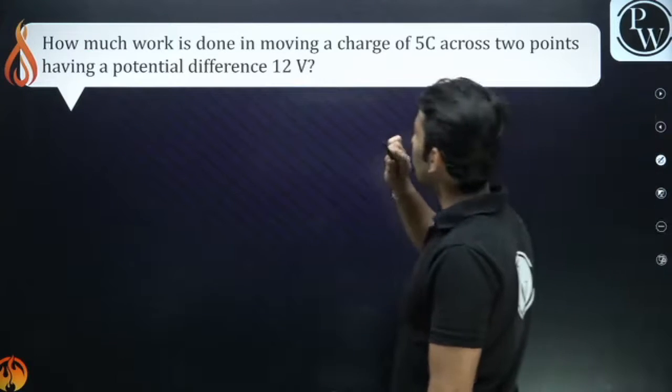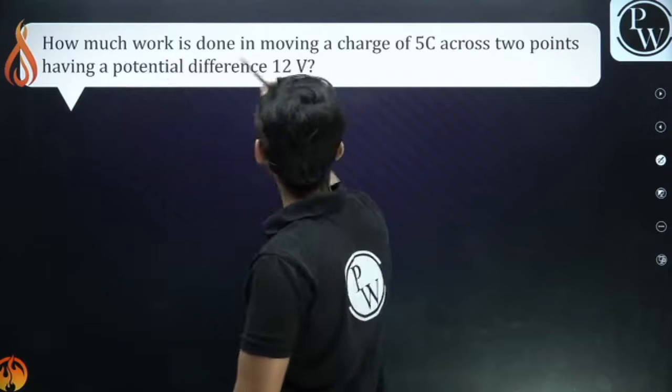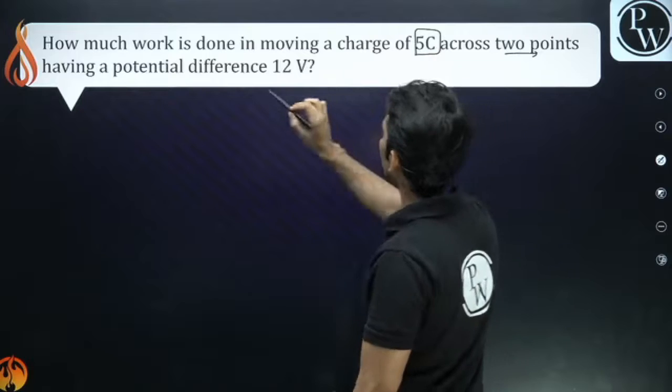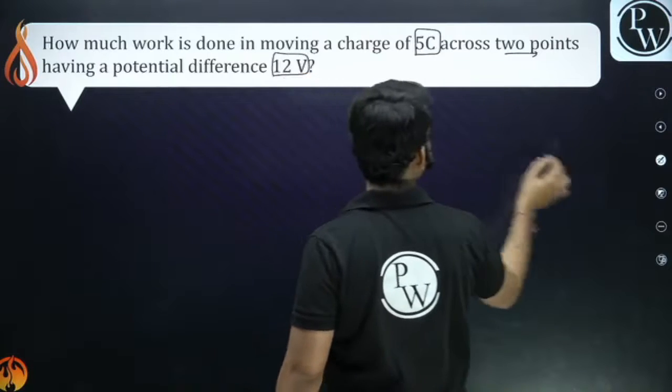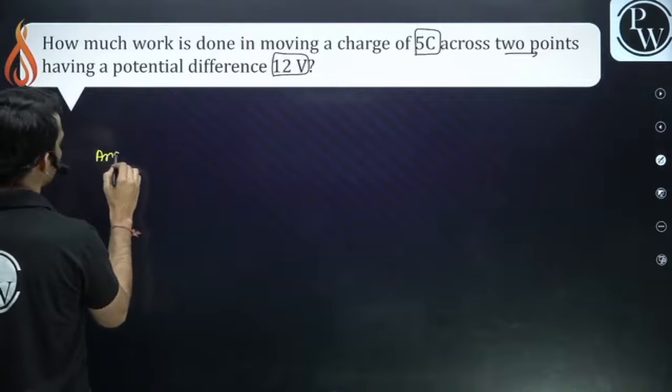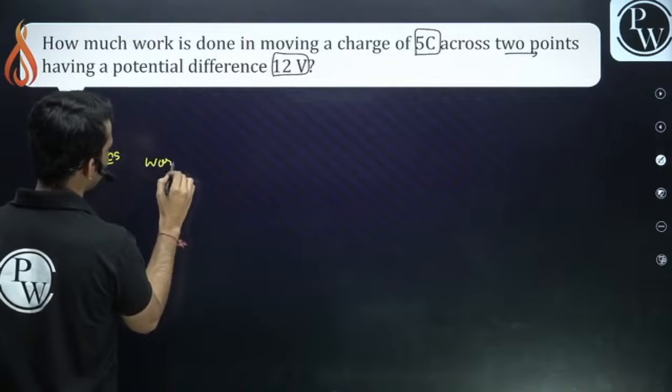So the question is: how much work is done in moving a charge of 5 coulomb across 2 points having a potential difference of 12 volts? The points have a potential difference of how much? 12 volts. So what will be the work done, guys?